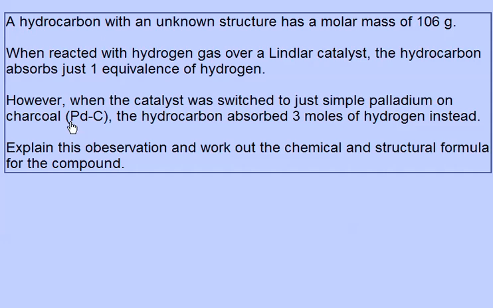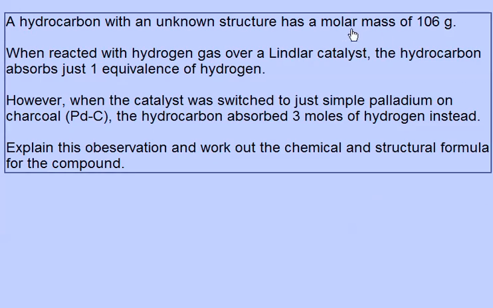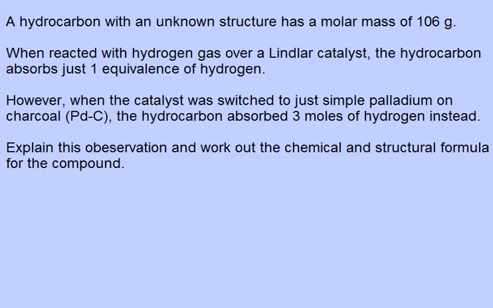If we take the original material and switch it to just normal palladium on charcoal for the reduction catalyst, this time it absorbs 3 moles of hydrogen gas instead of just 1. Explain this observation and work out the chemical formula and structural formula for the compound. So let's start with our first statement with that molar mass of 106.